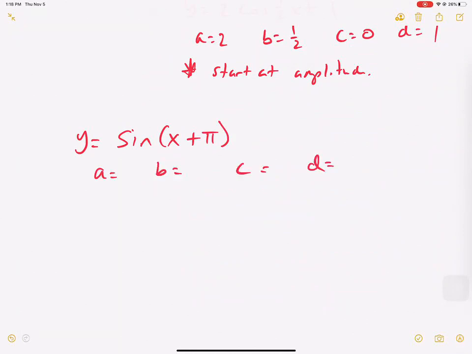Now be careful here. I wrote a plus pi. Our standard form is a sine bx minus c plus d. And A is 1, B is 1, C is negative pi, and D is 0.